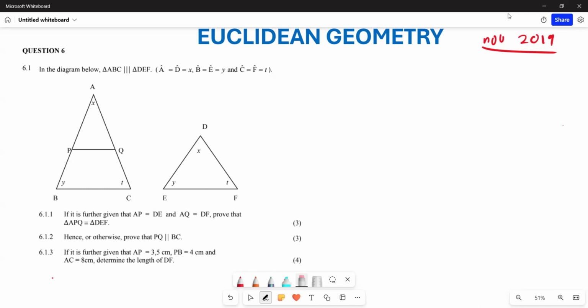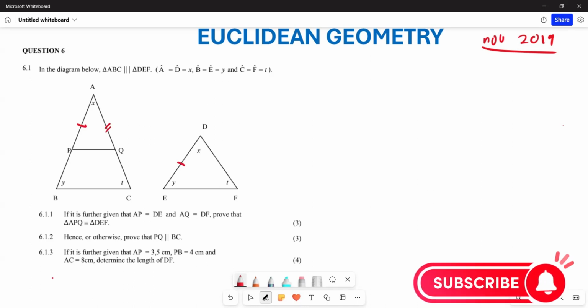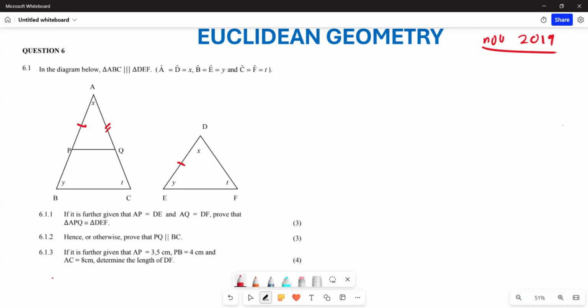Now they say if it is further given that AP is equal to DE, and also AQ is equal to DF, prove that triangle APQ is congruent to triangle DEF.